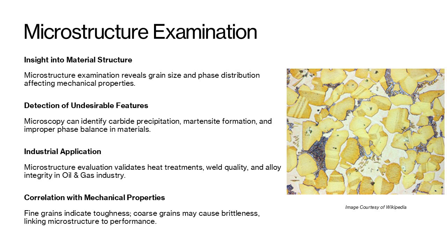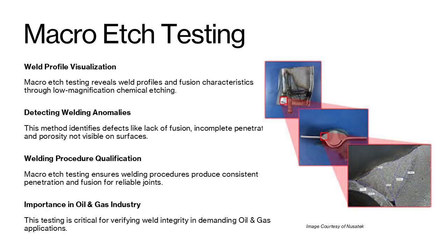metallurgical conditions before service. Macro-etch testing provides a low-magnification view of weld profiles, fusion characteristics, and internal structures by chemically etching polished samples. This method reveals welding anomalies such as lack of fusion, incomplete penetration, porosity distributions, grain flow, and weld bead geometry. Macro-etching is widely used in welding procedure qualification to ensure that welding processes produce acceptable penetration and fusion across the joint. Inspectors evaluate etched samples for alignment of weld passes, uniformity, and evidence of structural soundness.